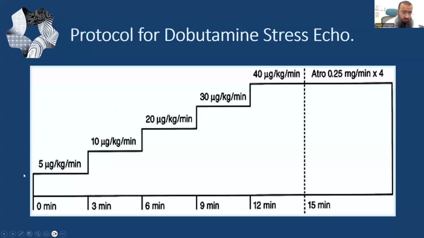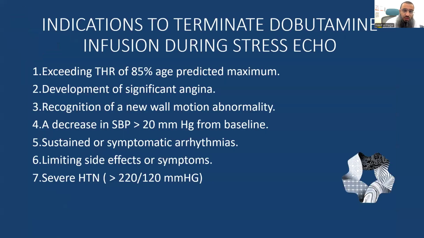This is one of the protocols, increasing the dose every 3 minutes, increased by 5 microgram per kg per minute, up to reach the maximum dose, and we can use the atropine as augmentation to achieve the target heart rate in case it is not achieved.